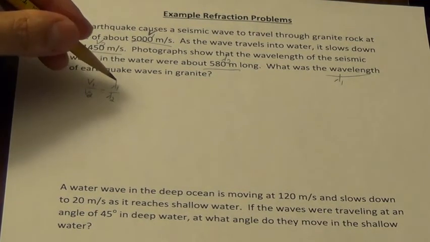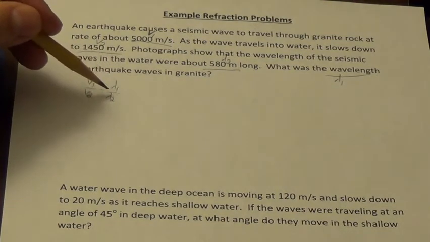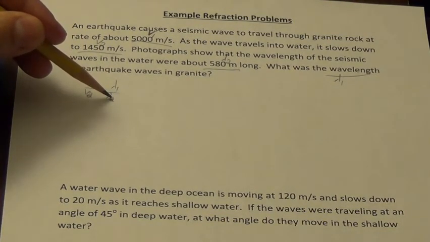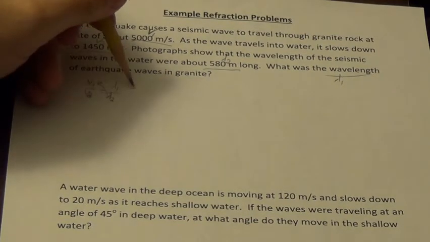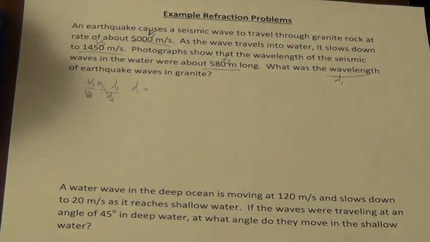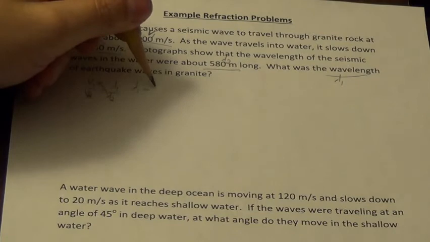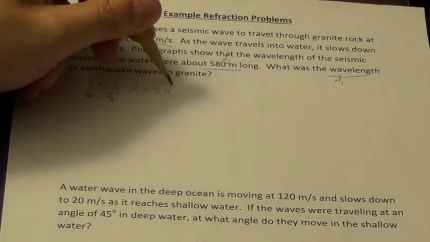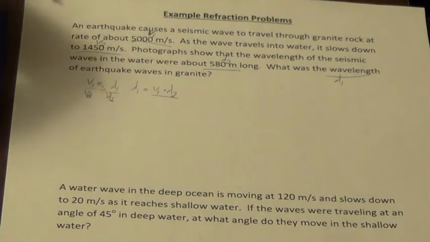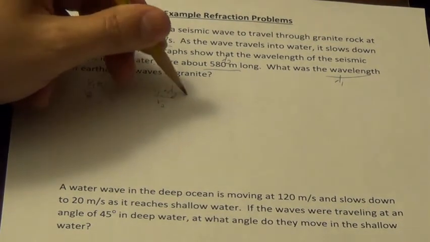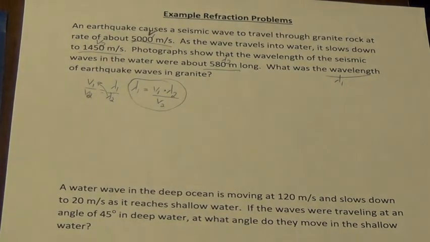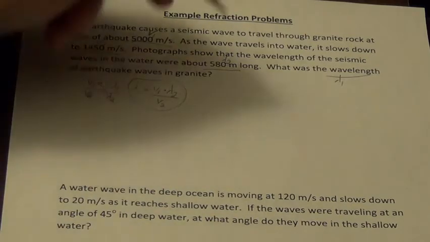If you're trying to find wavelength 1, we just need to get rid of the other stuff. How do you get rid of something that's on the bottom? You multiply it to move it to the other side. So that's going to go over here, and what you end up with is that the wavelength of the waves in the first substance, in the granite, is equal to the speed in the granite times the wavelength in the water, divided by the speed in substance 2, which is the speed in the water. So we've just rearranged to use this formula, and then it's just a matter of plugging in your numbers.